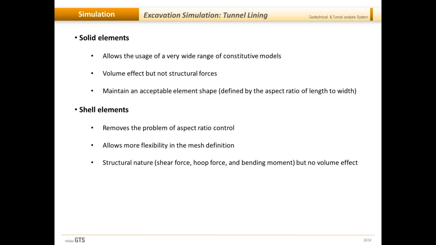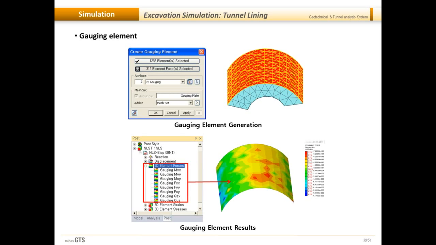So keeping these points in mind, we at MIDAS have generated a special type of element called gauging elements. The gauging elements is the feature that transforms the outer surface of your tunnel lining. So this is a solid tunnel lining, and its outer surface is transformed into gauging elements, which means that this surface will actually behave like shell members and give you the structural results that you need for designing your lining.